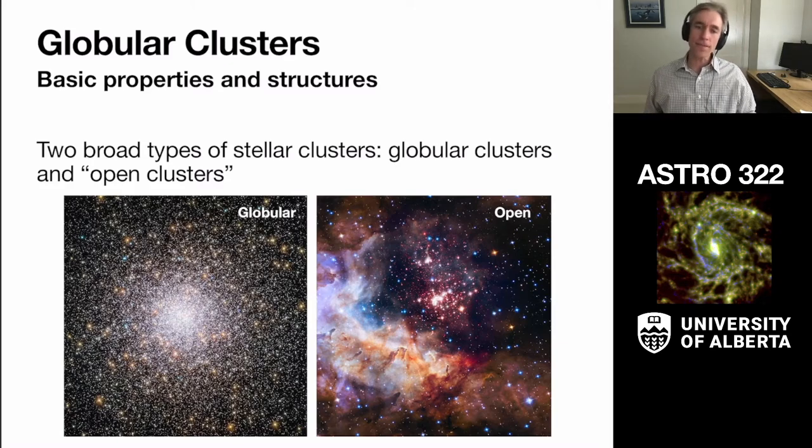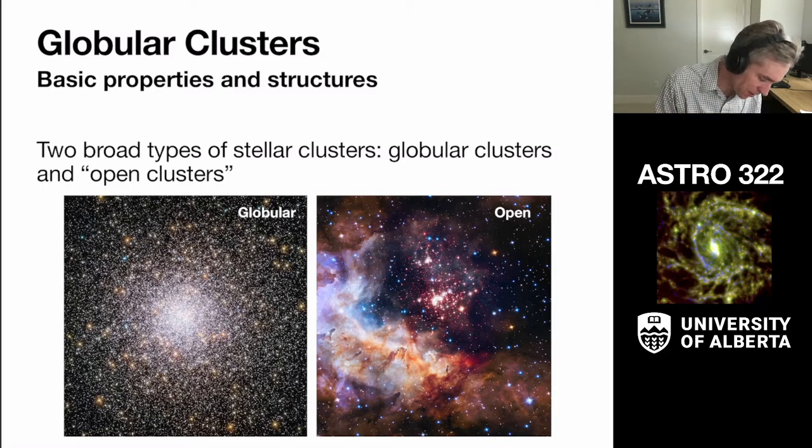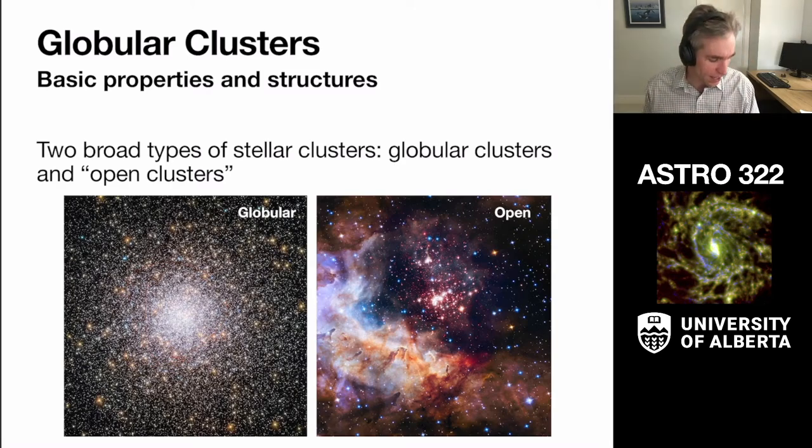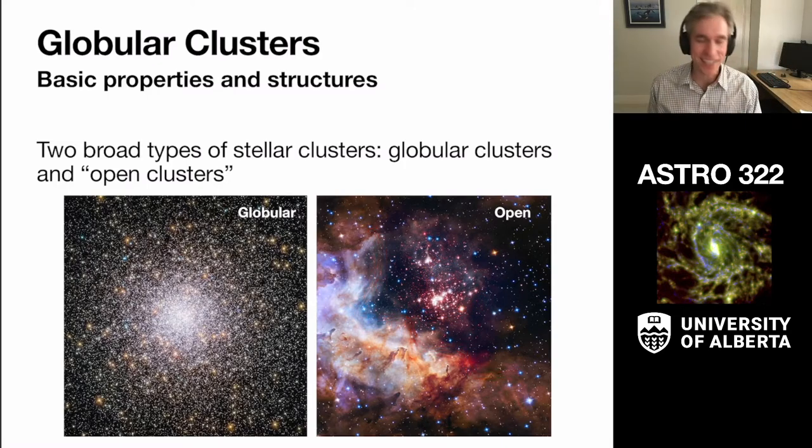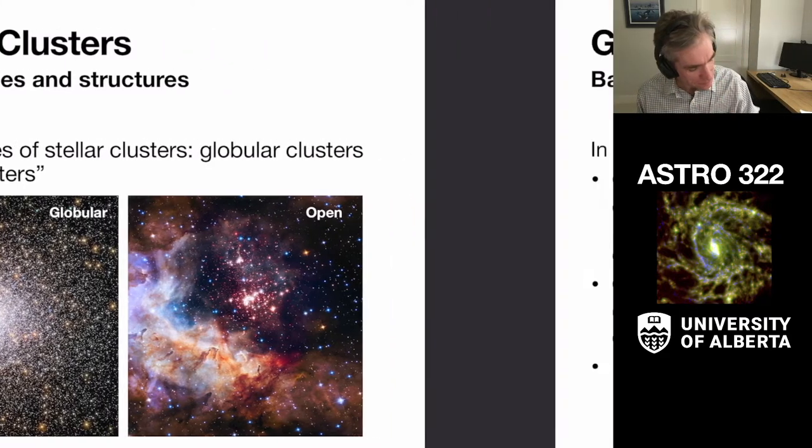We broadly classify these into two types of clusters, and we often call them globular clusters and open clusters. This is a picture of a gorgeous little globular cluster. There are a lot of stars in it. And then you have something like this one over here, that's an open cluster. What makes this open cluster picture interesting is this beautiful chunk of nebulosity around it, which indicates maybe something's going on with the interstellar medium here.